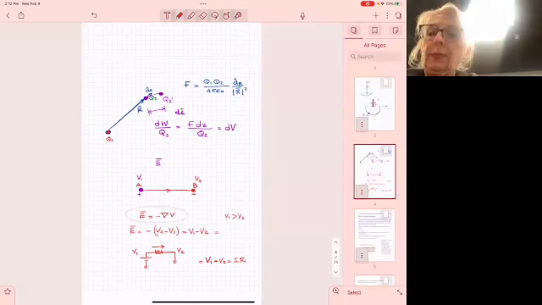I'll put all of this information on your Canvas. We are moving now to potential. Do you remember how we define potential from your physics classes?